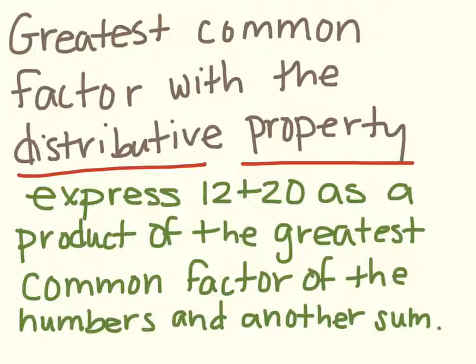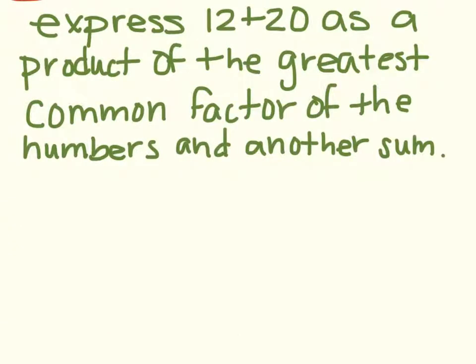So we will use the greatest common factor with the distributive property to solve problems such as this. Express 12 plus 20 as a product of the greatest common factor of the numbers and another sum. Let me walk you through this step by step. First, we find the greatest common factor of the two numbers. Use whichever method you prefer. I prefer method 3, so that's what I'm going to use here.